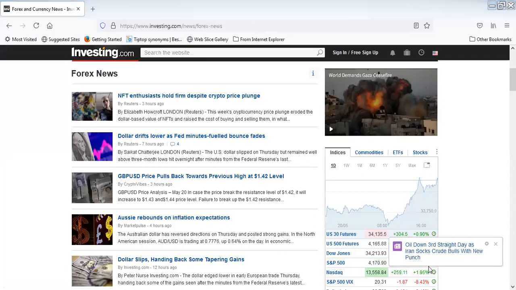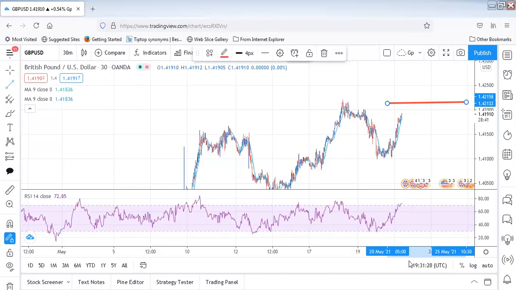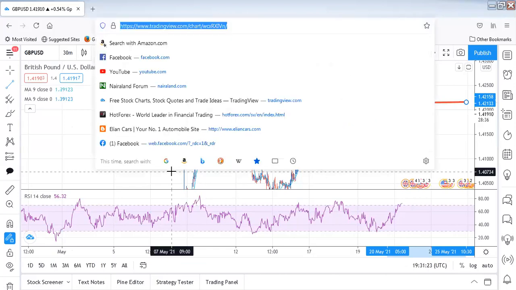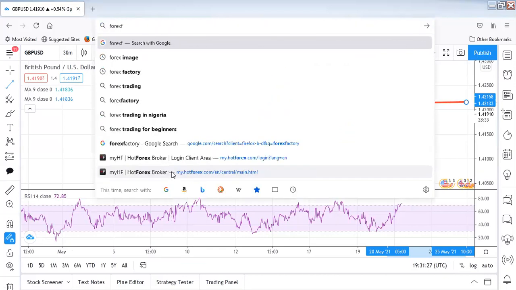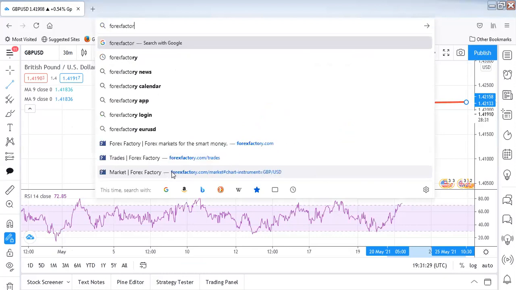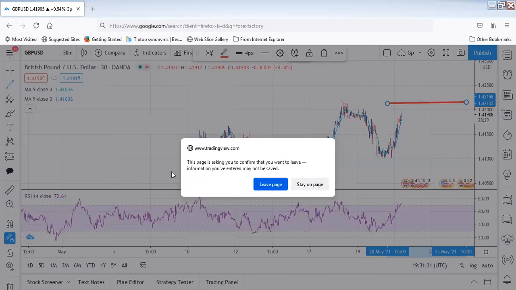And aside from headlines of news, you can even do support and resistance on Forexfactory. You can do support and resistance on what? Forexfactory. So if I click on Forexfactory, once I click on Forexfactory, I'll just come here and I'll click on stay on page.